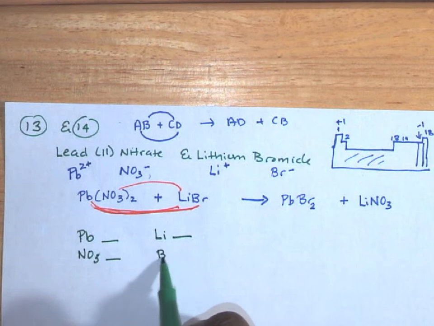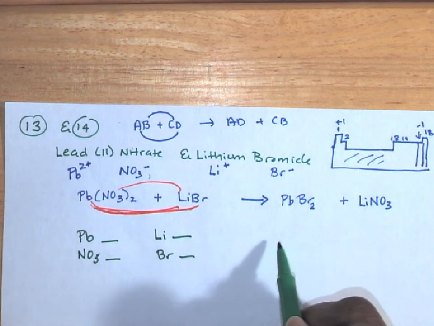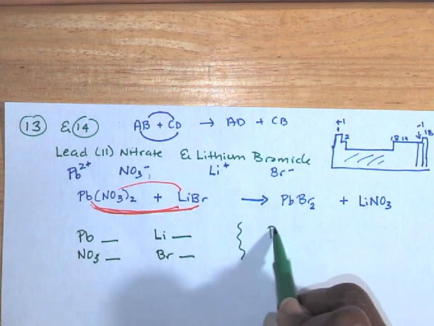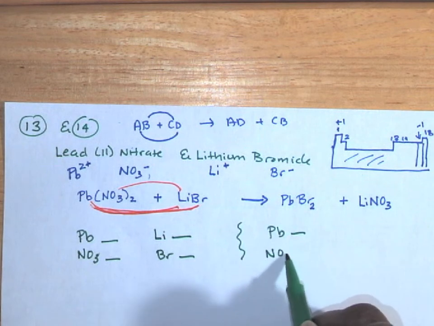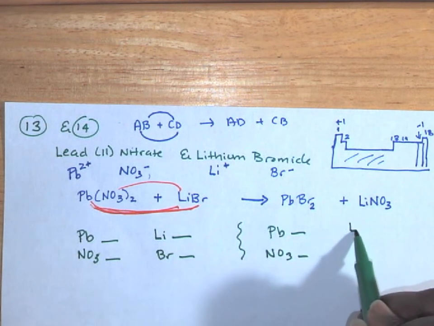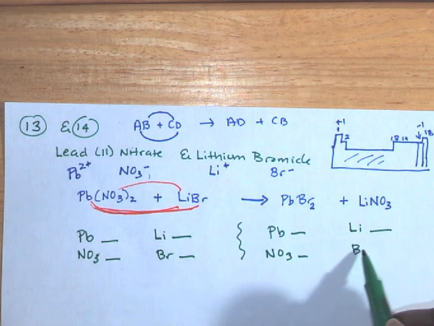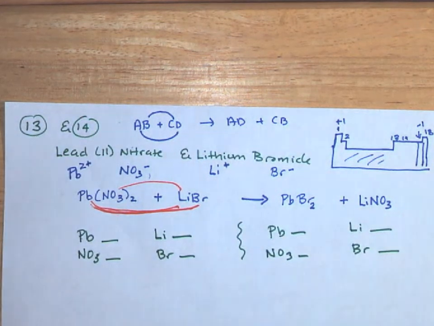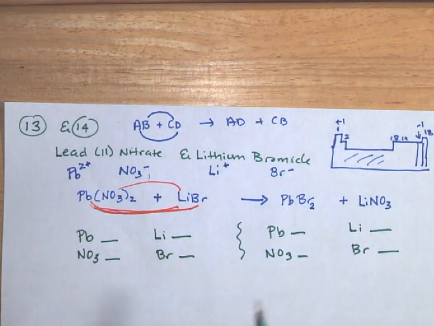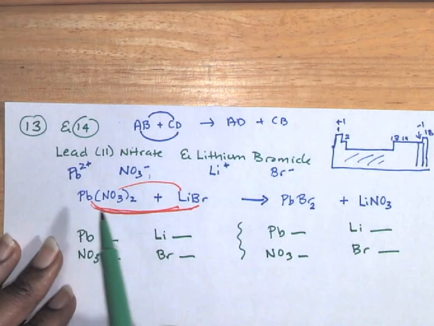Lithium and bromine. All right, do the same thing on the other side, so Pb. And what I'm going to do is I'm just going to copy what I have on this side. I like to keep them lined up just because it makes it easier for me to check, but you don't have to. Okay, so now let's count how many of each we have on both sides.